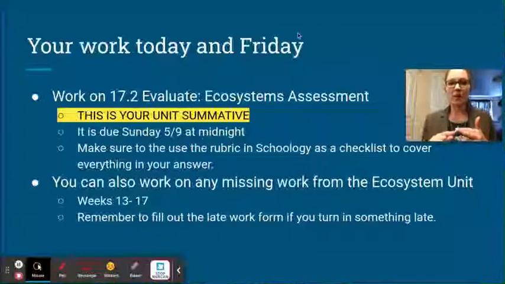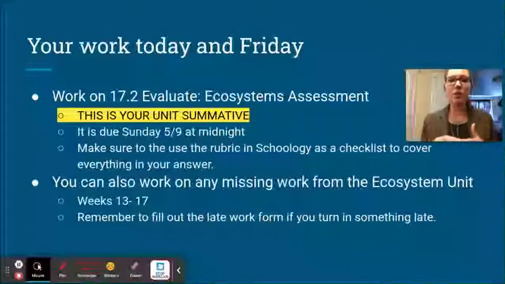So your work today and Friday, you guys are going to get to work on your 17.2 evaluate ecosystems assessment. Like I said, this is your summative. It's due Sunday, May 9th at midnight. And my other reminder is to make sure to use your rubric as a checklist to cover everything in your answer, because there is a rubric attached to the assignment on Schoology. The other thing that you can work on today and Friday is any missing work that you have from the ecosystems unit. So this is weeks 13 through 17. And if you turn in something late, just remember to fill out the late work form for me.